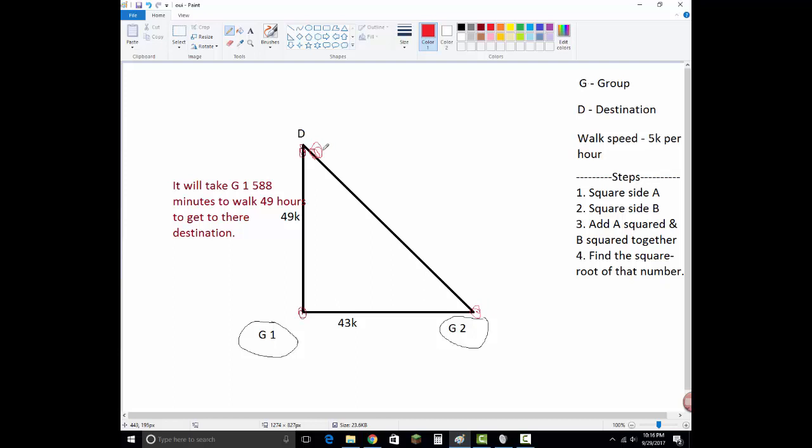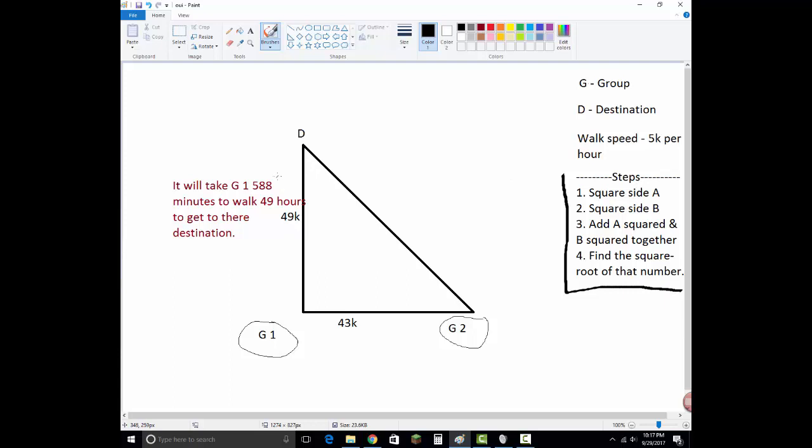And as you can clearly tell, the hypotenuse route that group 2 is taking is going to take them longer, but we need to know how much longer it will take them. So to do this, we need to follow some simple steps. All the steps are written right here. There's only 4 of them, really basic. So step 1, square side A.